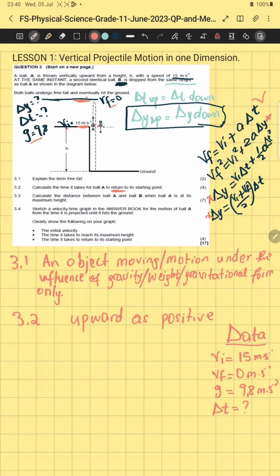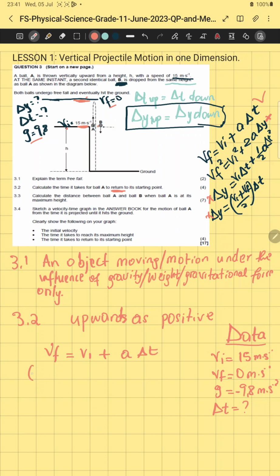So our Vi is positive because the initial velocity is going up, and we have chosen upwards as positive. Only 9.8 must be negative here, because the force of gravity is always going down and we have chosen upwards as positive. So 9.8 goes against this direction. All right, we've already selected the correct equation, so I'm going to write it here. Vf is equal to Vi plus a delta t, and then we substitute.